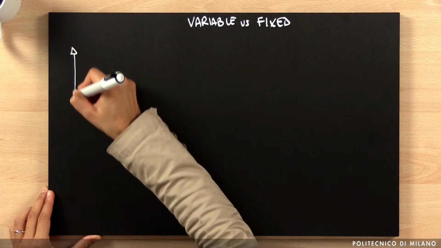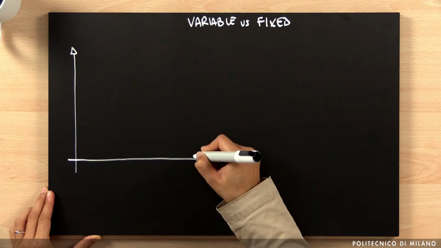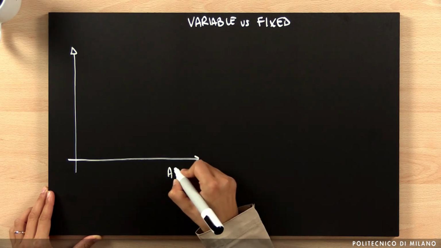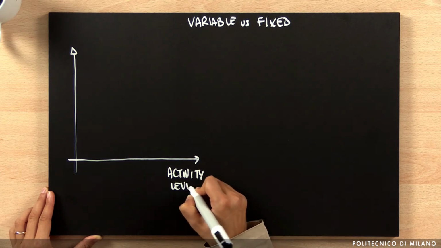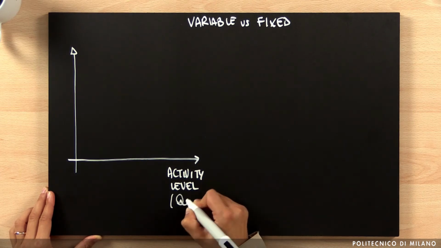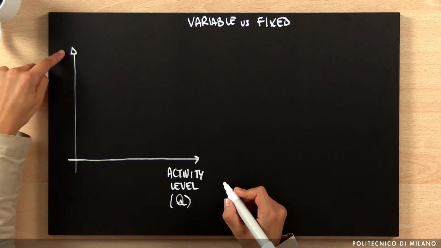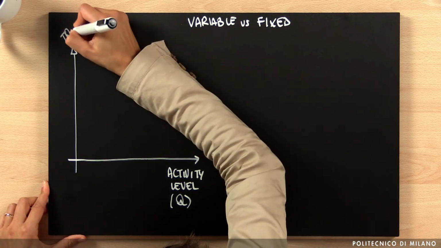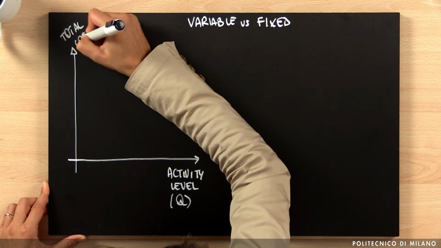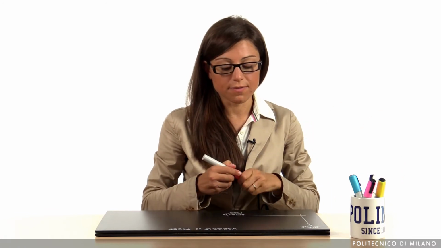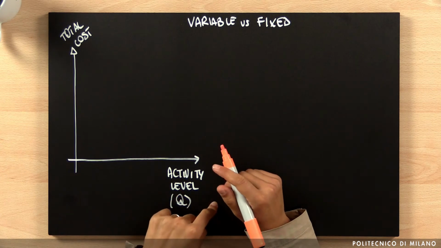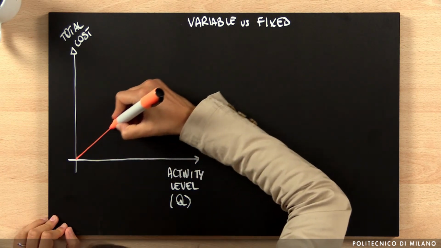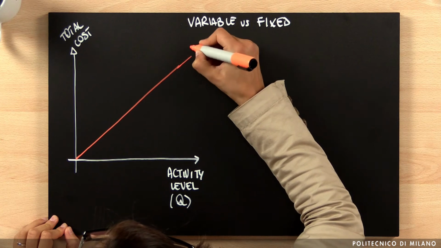Assuming that we have on the horizontal axis the activity level. The activity level can be defined as a proxy of the quantity that is realized by the company, while on the vertical axis we have the total cost. The variable cost is defined as the cost that increases in a proportional way with the increases of the activity level. So basically the shape of the variable cost is the following.